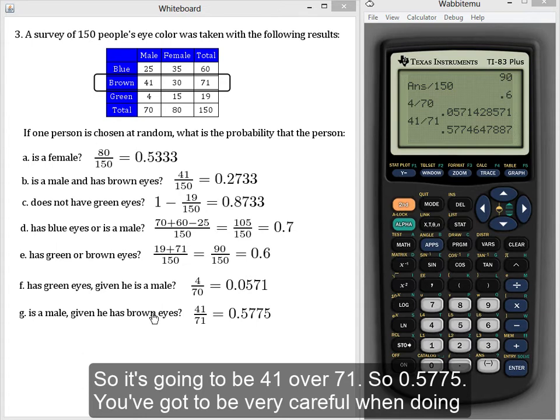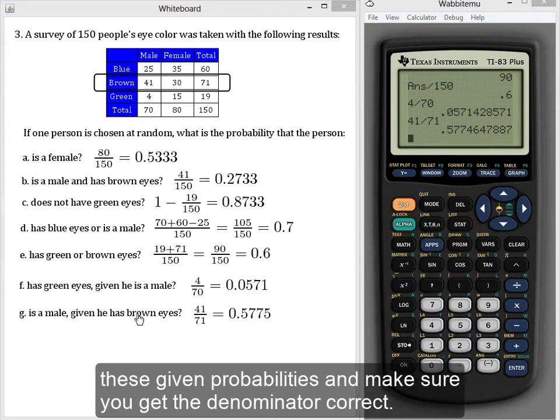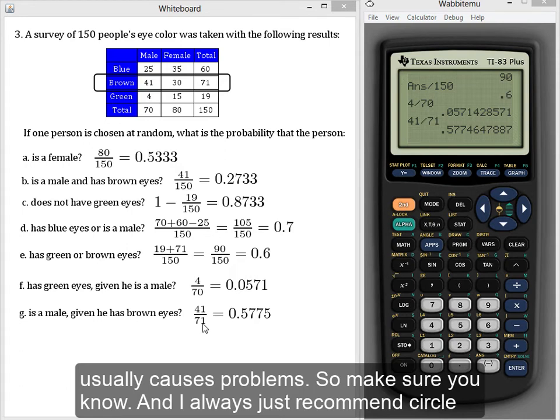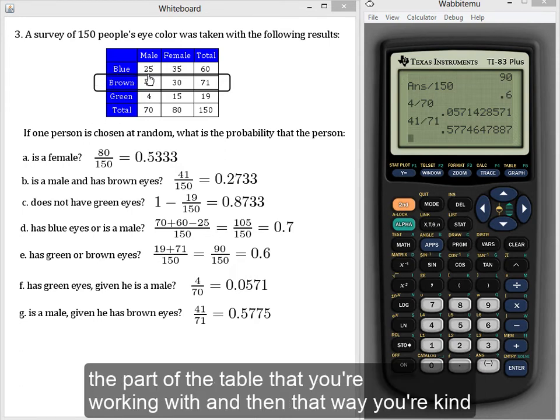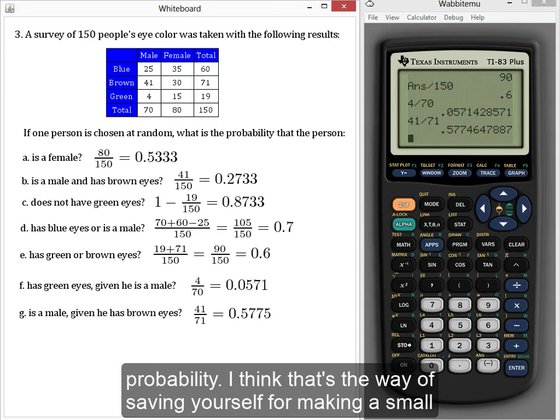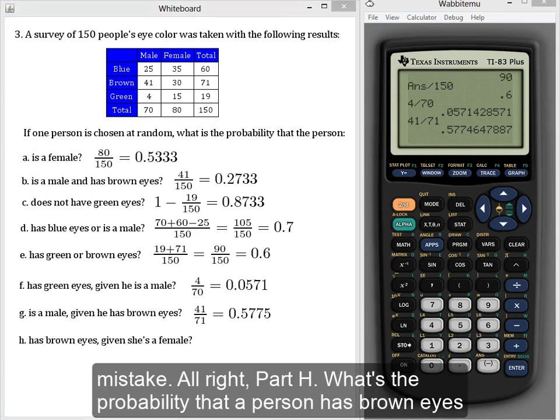You've got to be very careful when doing these given probabilities and make sure you get the denominator correct. Almost everybody gets the numerator just fine, but it's the denominator that usually causes problems. So make sure you know, and I always just recommend circle the part of the table that you're working with, and then that way you're kind of restricting yourself to just one part of the table, then find your probability. I think that's the way of saving yourself from making a small mistake.